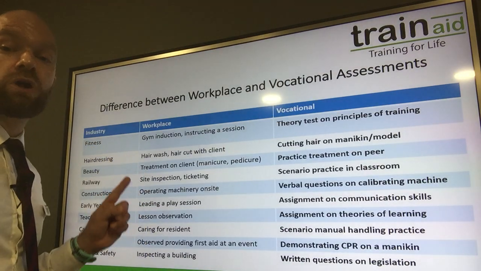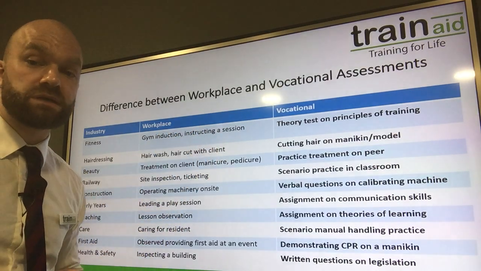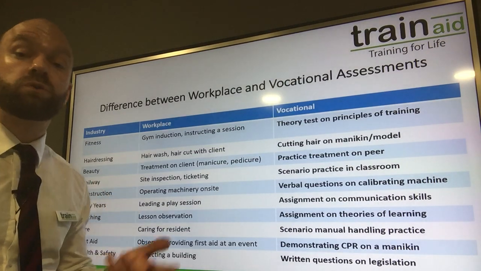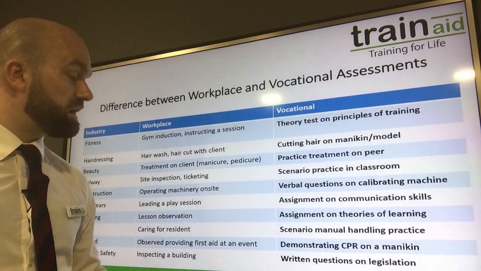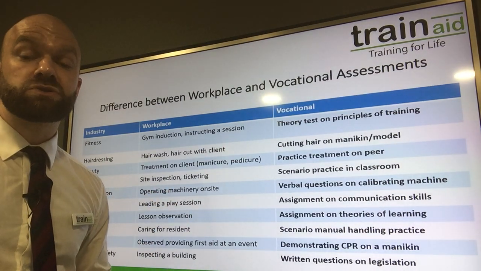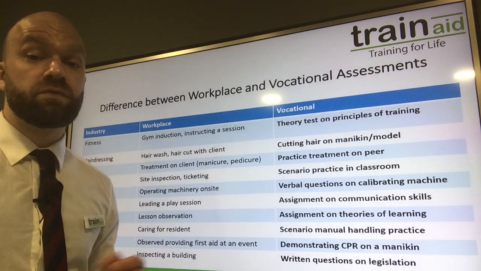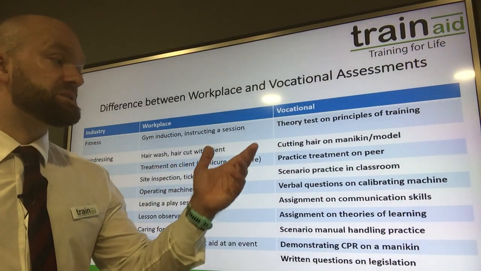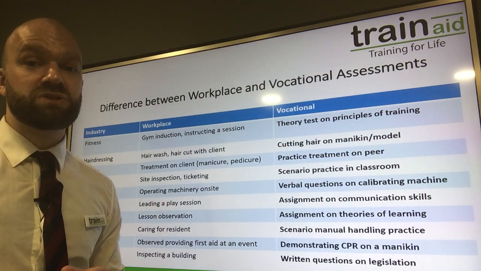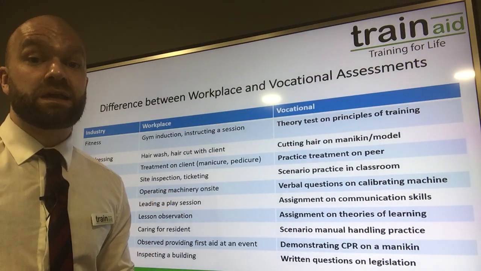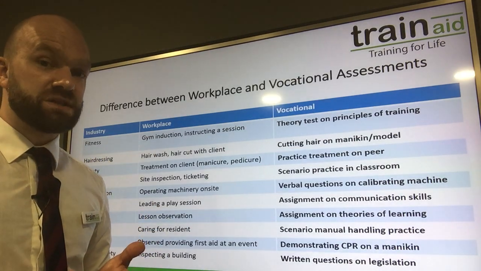Behind me we have a range of different industries and workplace and vocational examples. To pick one from the list, it could be hairdressing, and a workplace example would be the hairdresser cutting hair of a client or customer, whereas a vocational assessment example for hairdressing would be practicing cutting hair on a mannequin or model. So that is the difference between the two. Vocational is looking at knowledge, where the workplace is looking more at practical skills.